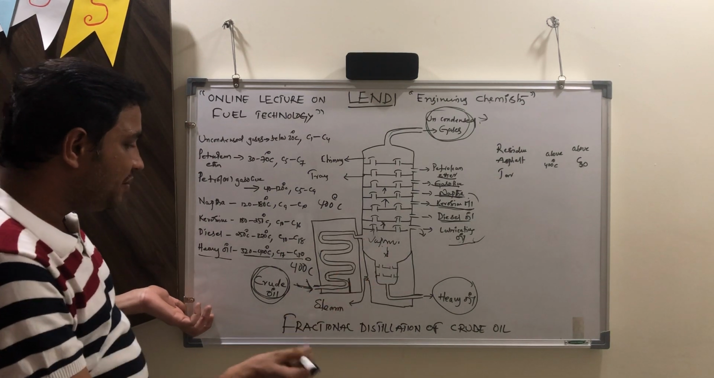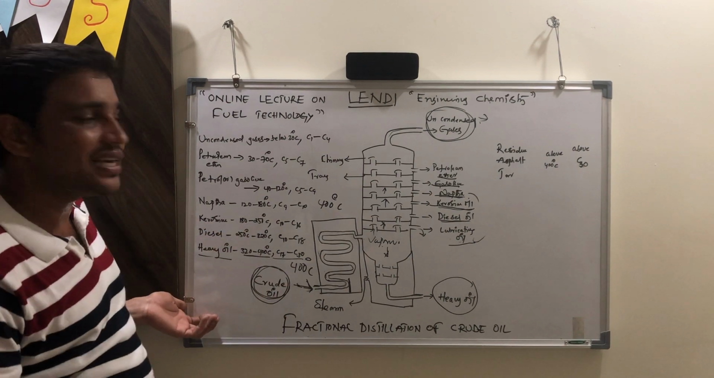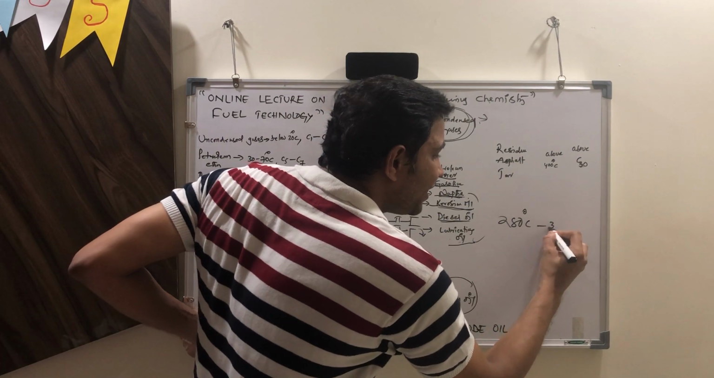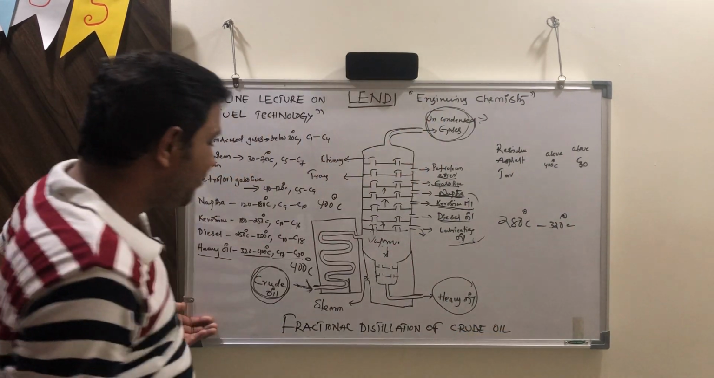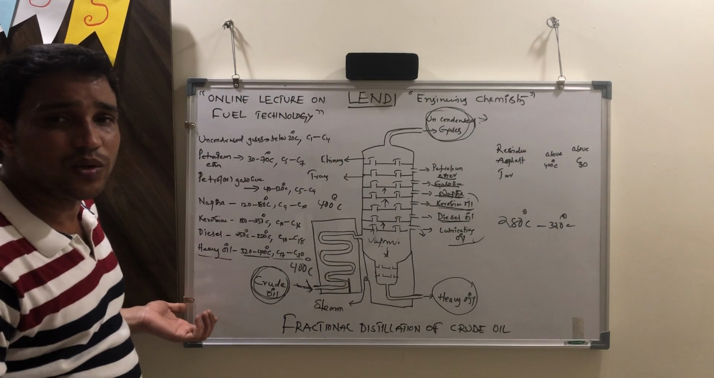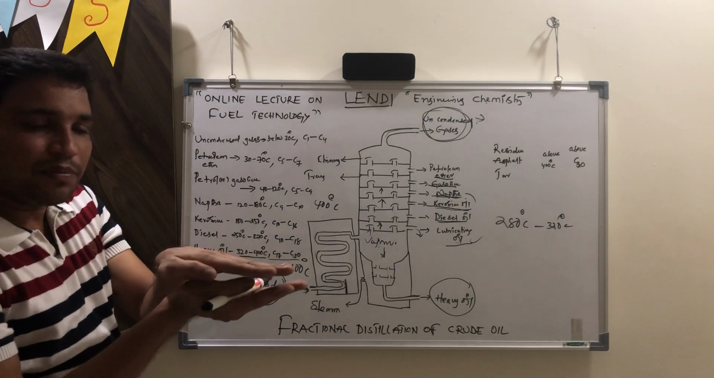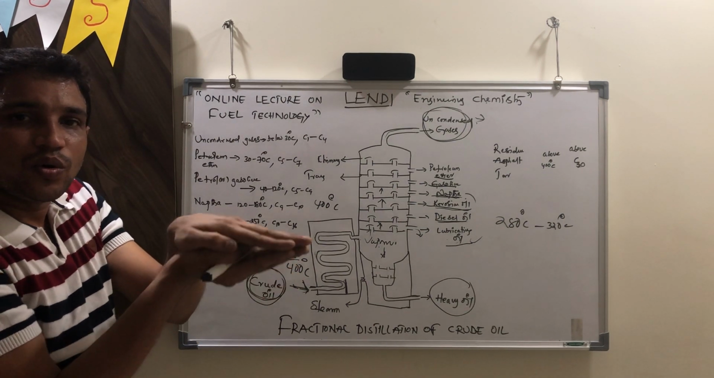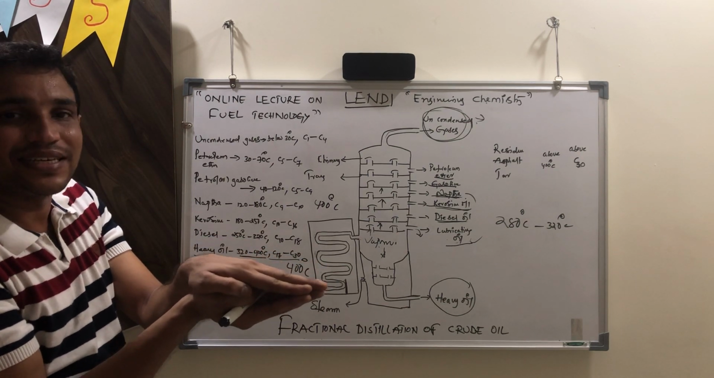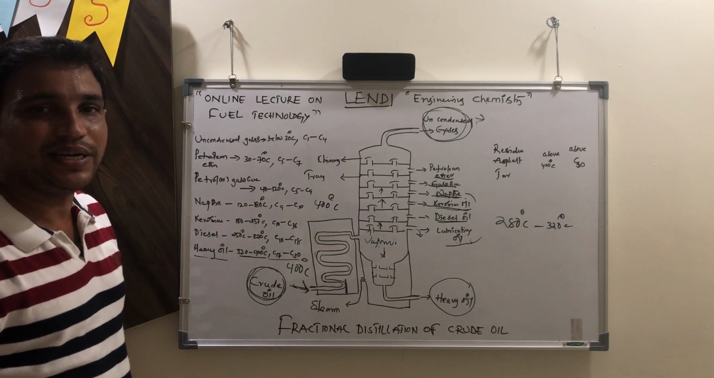The lubricating oil will be obtained at nearly 280 to 320 degrees Celsius temperature, where the carbon number will be C17 to C25. So if you see, the fractions with the highest carbon number will first become liquid. Got my point?